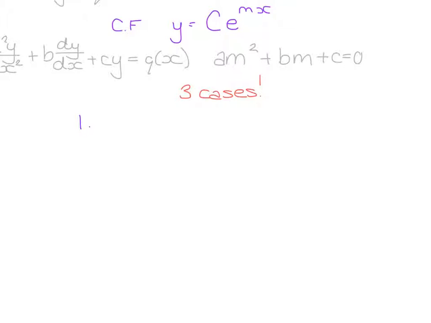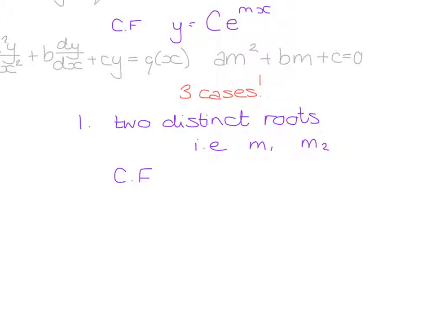So for our first case, this is when the auxiliary equation has 2 distinct roots. Let's call them m1 and m2. Then we have the complementary function y equals a times e to the power of m1 x, which is our first root, plus b times e to the power of m2 times x, which is our second root, where a and b are both arbitrary constants.